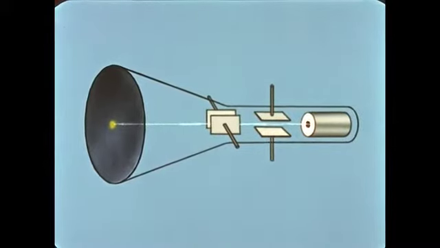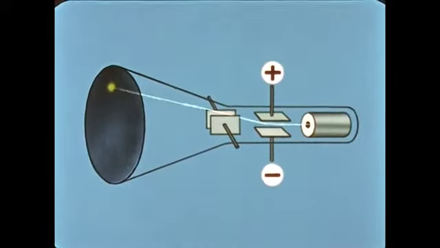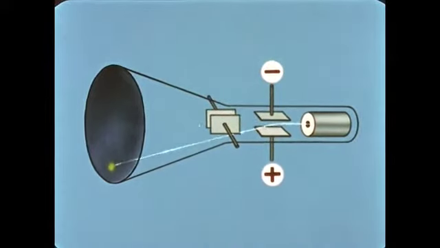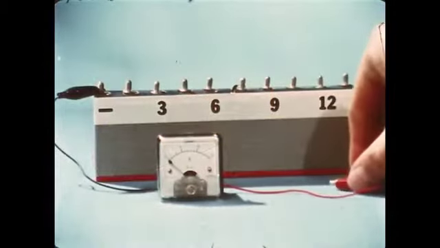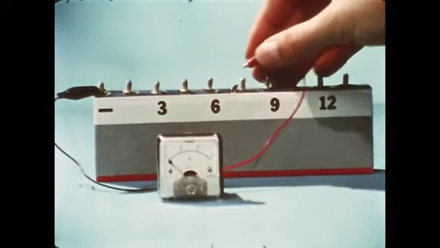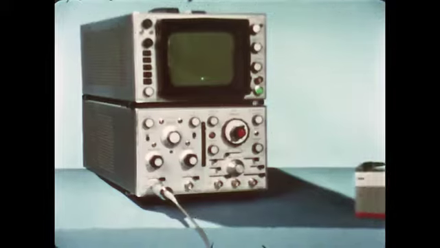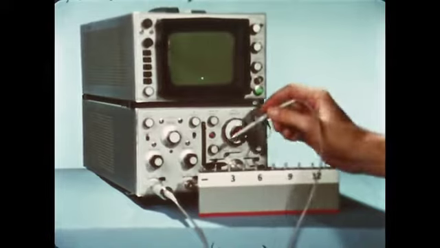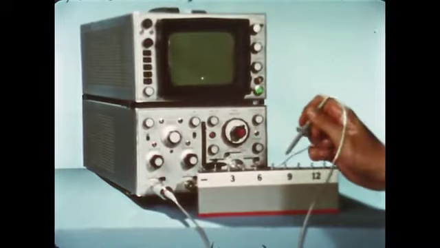We have learned that the electrons can be deflected by an electric field. Therefore, by charging the plates plus and minus, the beam is deflected. The voltage applied to these plates determines the direction and amount of deflection. The terminals on this battery are arranged so that various voltages are available. The relationship of voltage to deflection is so precise that a cathode ray oscilloscope can be used as a voltmeter.